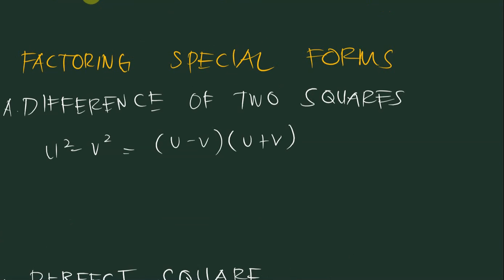So let's have an example for this. Let's say we have 25x squared minus 9y squared. So what do you think is the u and v here?